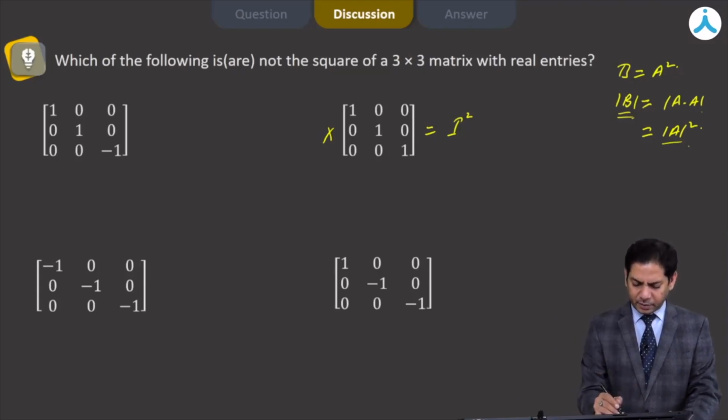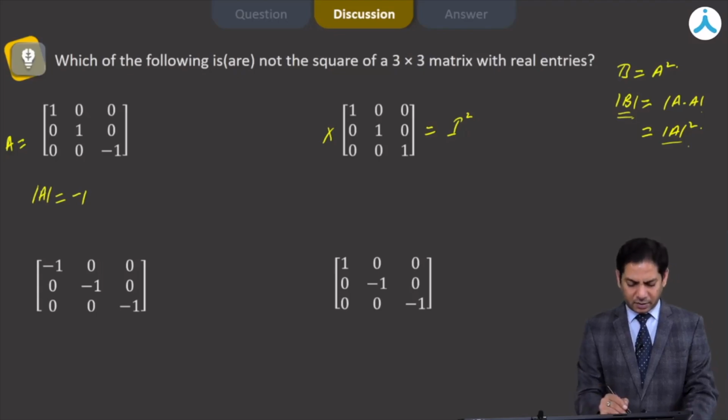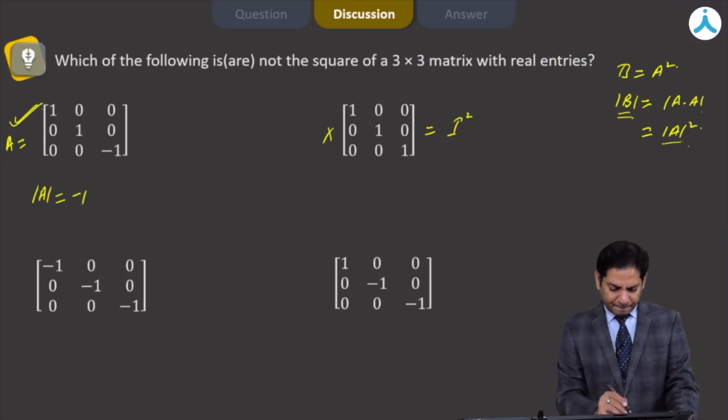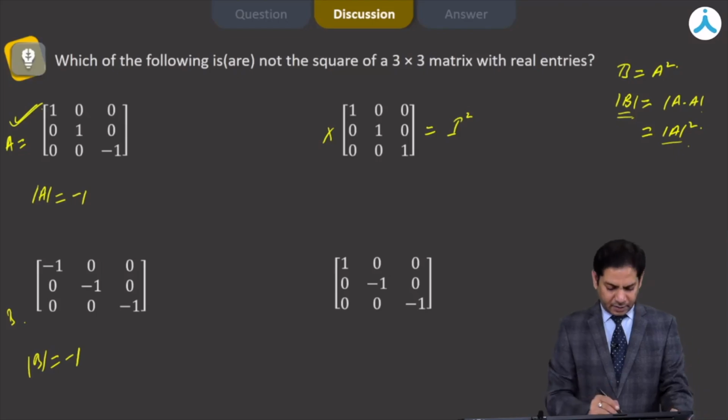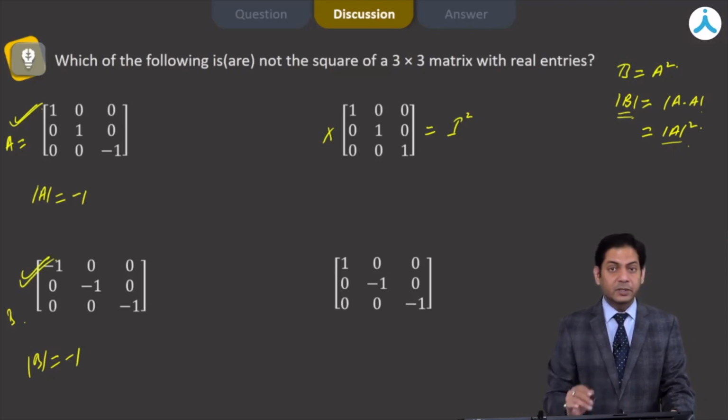So if we get determinant of this one, if this is A, then determinant of A will be equal to -1, 0. Let's expand it about first row itself. So that will be -1 only. This is a negative quantity. That means this can't be a square of any matrix. So this is a correct choice for us. This option C, if we get the determinant of this, again, if this is B, then determinant of B is again -1. So this can't be a square of any matrix with real numbers. So this is also a correct choice.